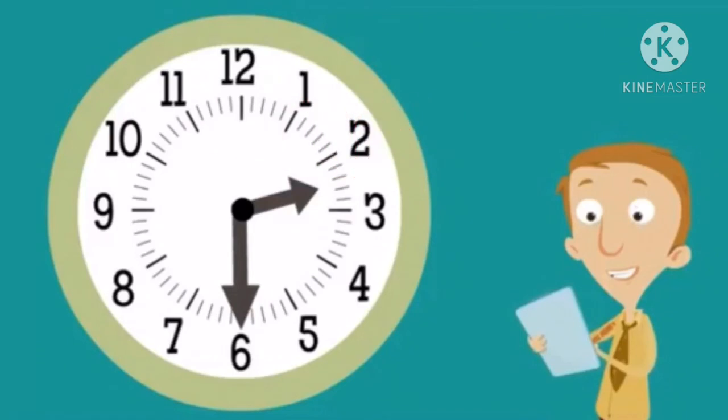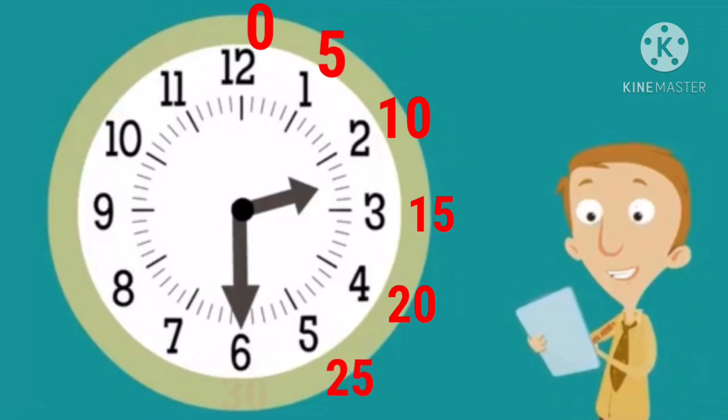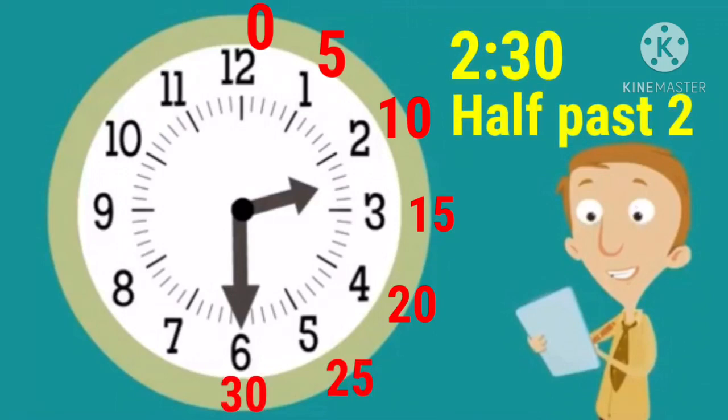Where is the minute hand pointing? That's right, children, at the number 6. We are going to count by 5s. We start at the 12, which is 0. 5, 10, 15, 20, 25, 30. Yes, it's 2:30. We can say the time is 2:30.